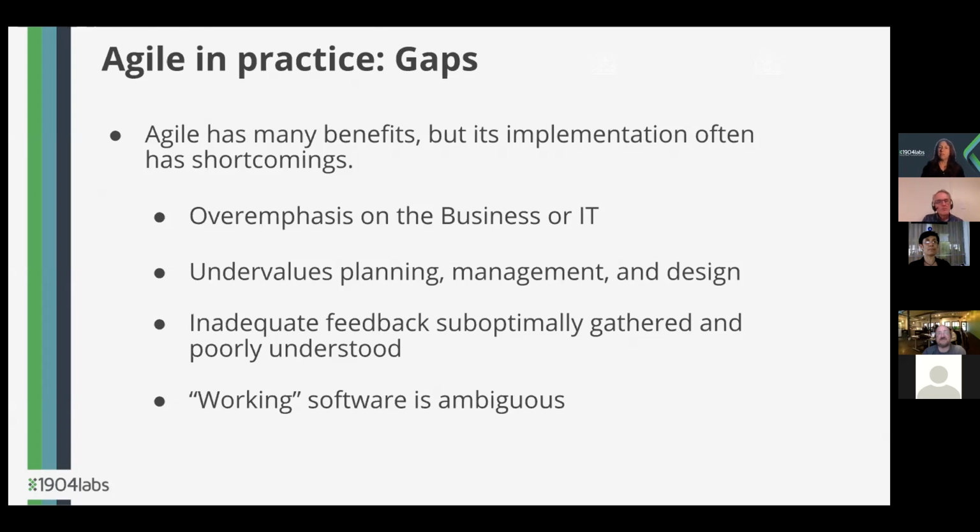Inadequate feedback, suboptimally gathered and poorly understood. A lot of times developers do demos, right? They're not doing user feedback sessions, or they're doing it so informally in ways that really don't give them the rich kind of feedback that they need to make changes. And then finally, working software. Working is ambiguous, right? Does working mean the code works? Does it mean the design works? Does it actually solve a problem in the first place, right? That was presented. So these are the gaps of Agile.